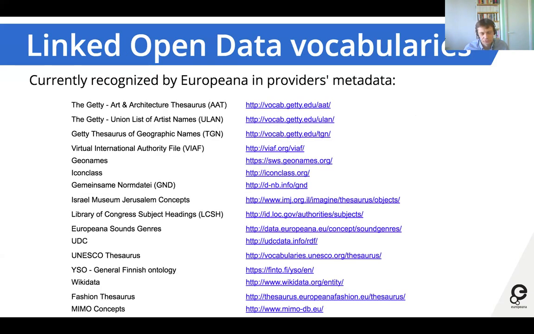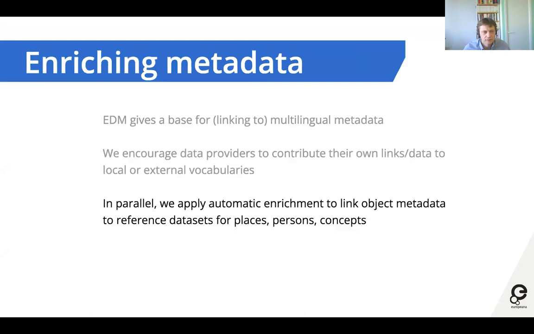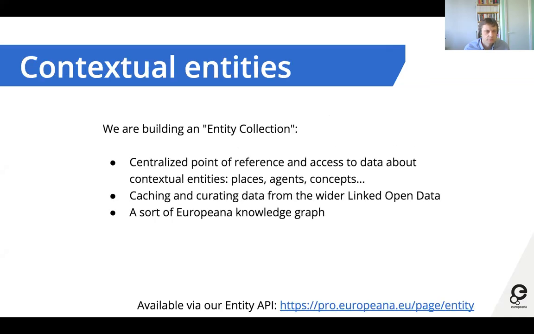So here's a list of the sort of things that we can harvest from the semantic references that our providers send us. I guess the DCMI audience will recognize many well-known vocabularies there, but we actually have a diverse range of well-known vocabularies and things that are a bit more customized to some needs. So this is what we get from the providers' metadata. And in parallel, we try to apply some automatic enrichment ourselves to link the object metadata to some reference datasets for places, persons, concepts. So to complement what the providers give us, but also to try to unify it a bit.